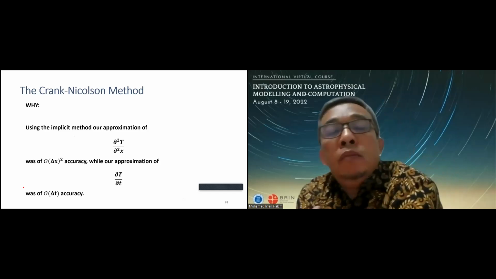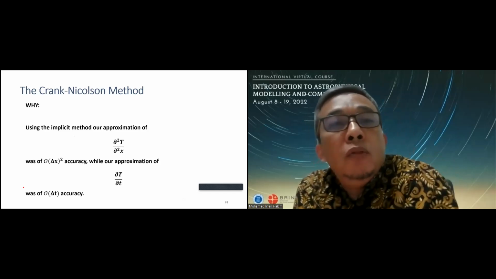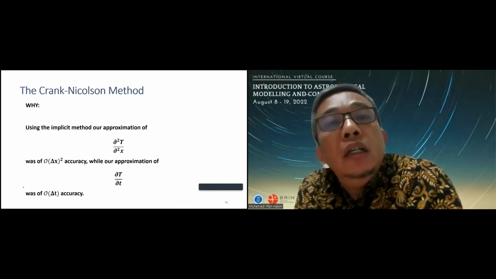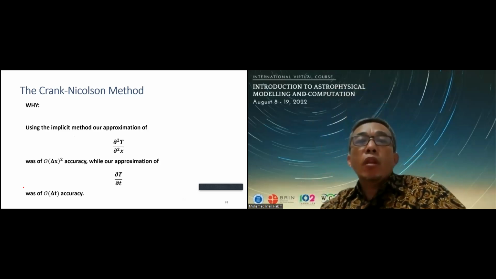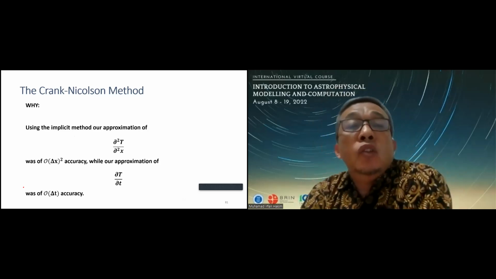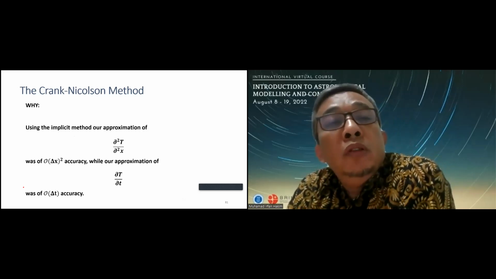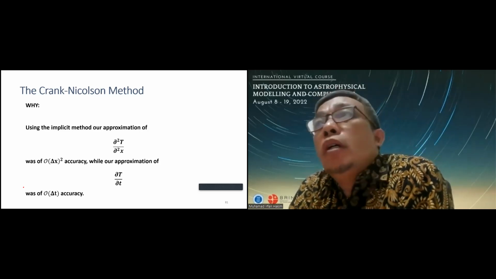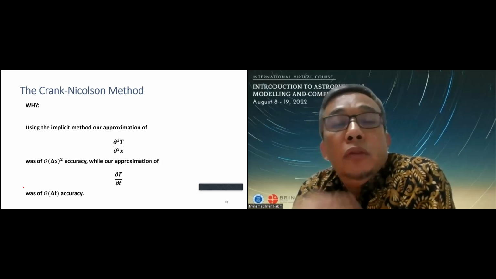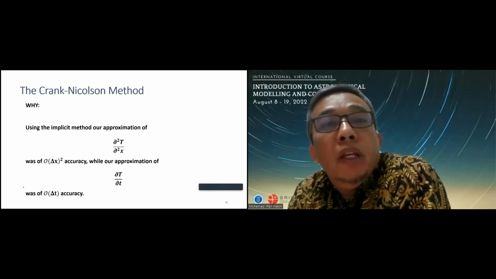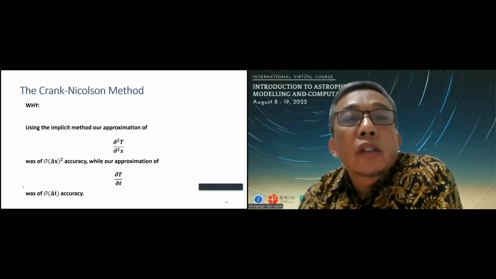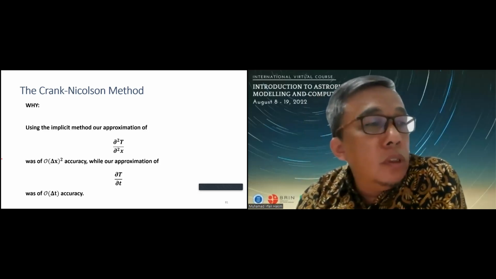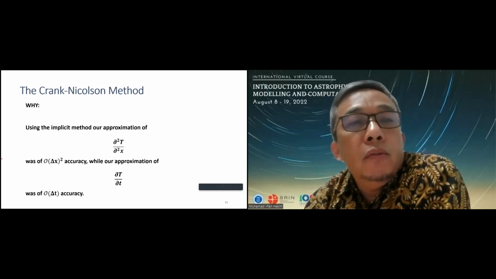The third method here for parabolic PDEs is the Crank-Nicolson method. I have to introduce this method because if you like to read many advanced books about numerical methods, this method very often is mentioned.